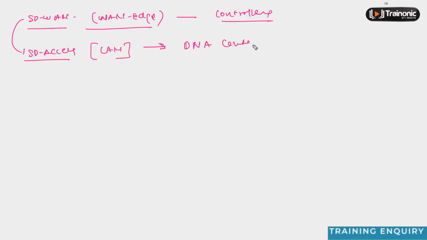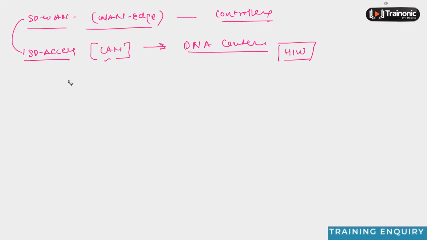DNA Center is a hardware appliance. Basically, it is some appliance that Cisco sells. You can add this appliance into your infrastructure to get a centralized point of control over all the aspects of LAN devices. We'll talk in detail about that hardware later on.